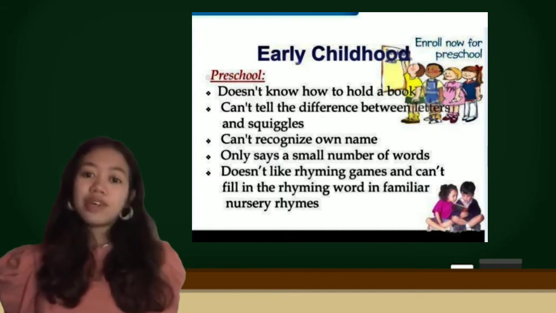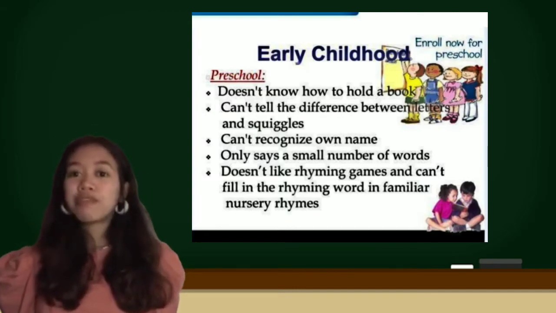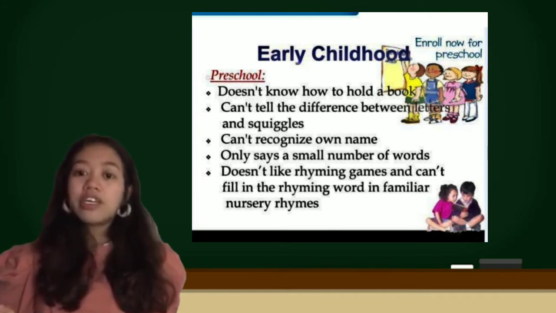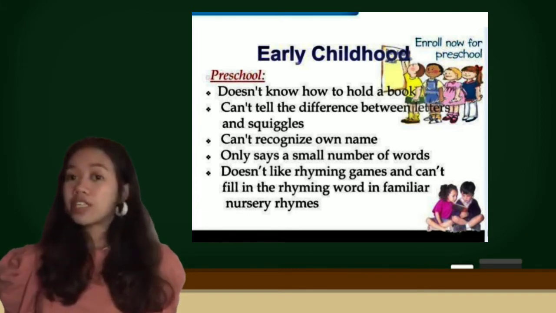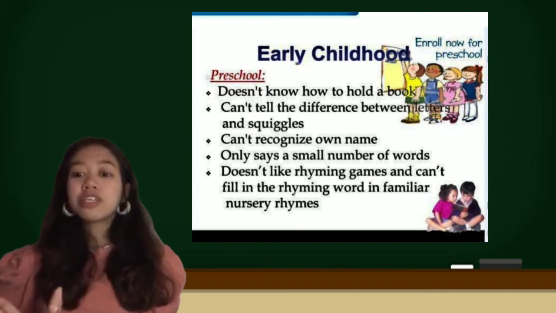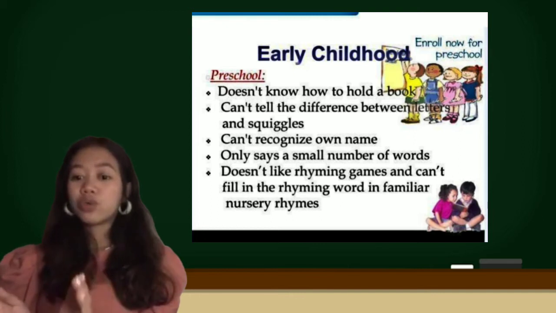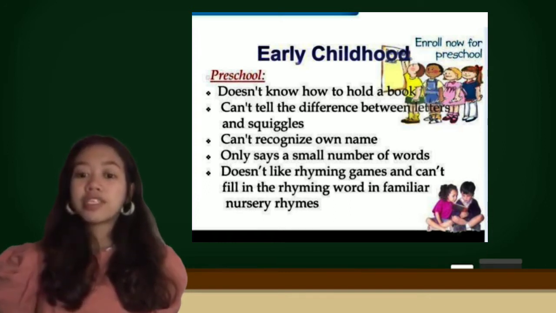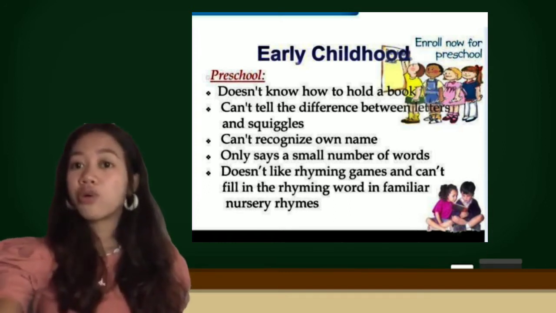Early childhood. It is a critical period in the development of the human potential and is also referred to as preschool age. So the first one is doesn't know how to hold a book. So the child is having difficulties in how to hold a book. And the second one is can't tell the difference between letters and squiggles. So the preschool learners can't yet recognize the difference between letters and squiggles. And the third one is can't recognize own name. As preschool learners, they are in the phase where they can't recognize their own name.